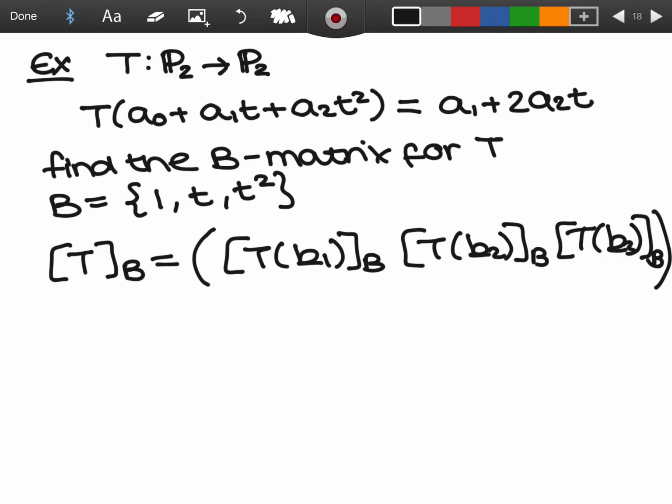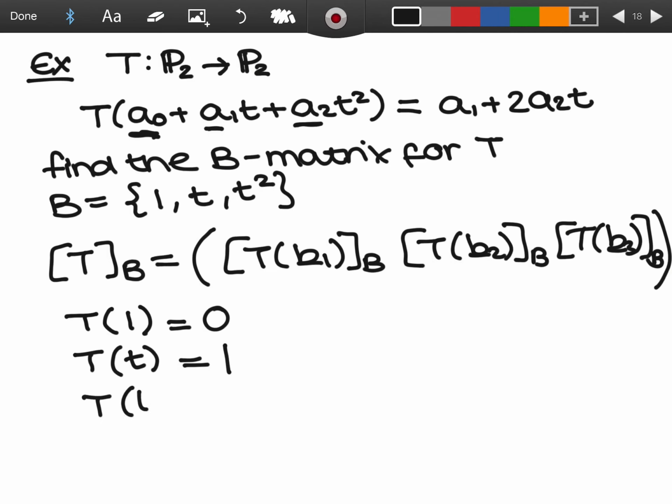So let's start by finding T of 1. When we have 1, that means a0 is equal to 1, a1 must be 0 and a2 must be 0. So that would map to a1 being 0 and a2 being 0. So T of 1, the image of 1, is just 0. Then let's move on to our next basis element, which is t. So T of t would make a0 0, a1 is 1, and a2 is 0. So that would just map to 1.